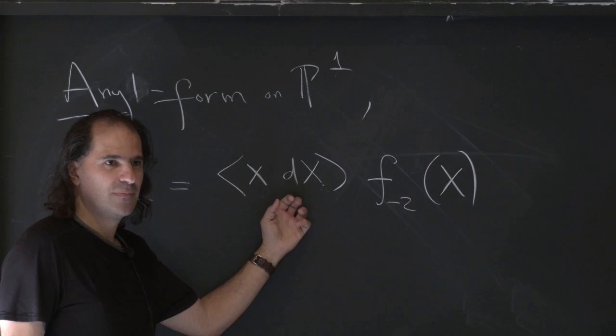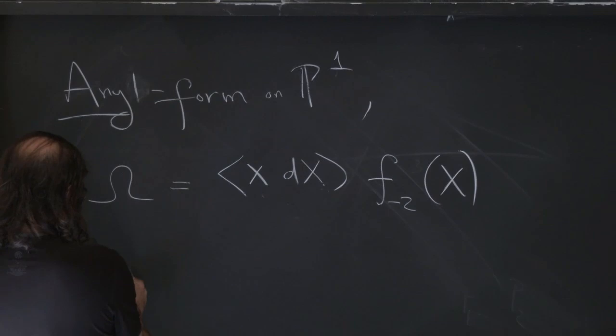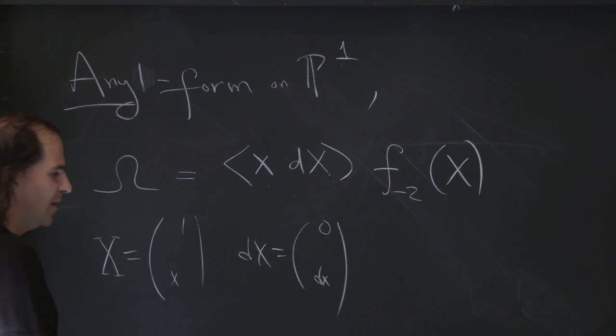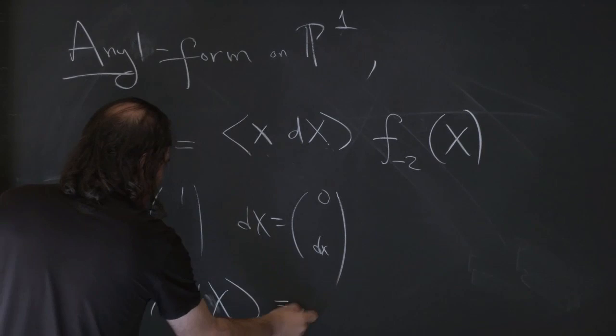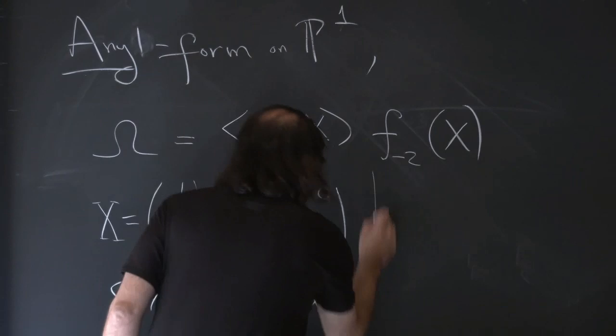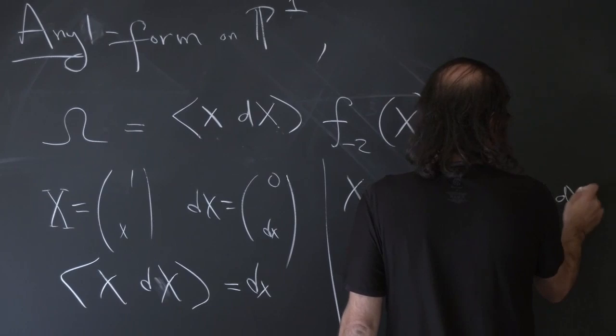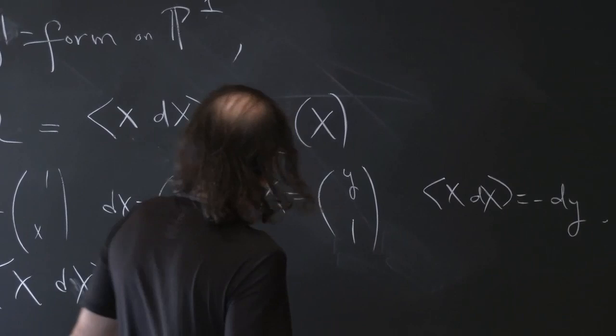So first, let's just see that this is actually correct. If I go to my coordinates, like capital X is (1, little x), then dX is (0, dx). And so x wedge dx is indeed equal to d little x. And of course, it's nice because I can choose another coordinate chart. I can say X is (y, 1), and then I'll get dy, or minus dy. So x wedge dx is minus dy.